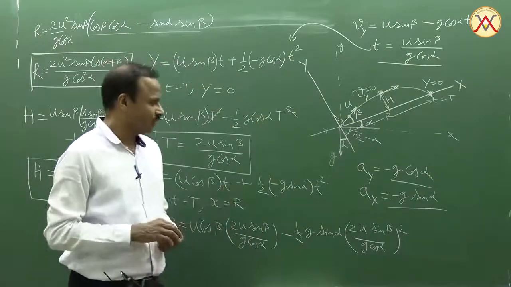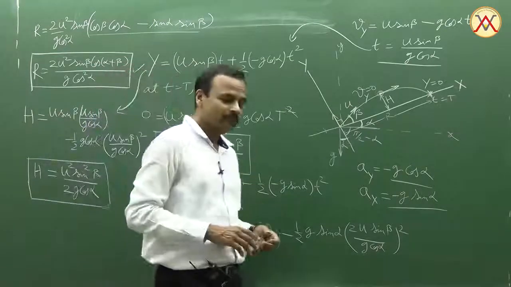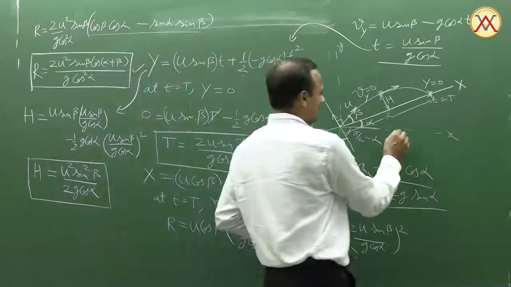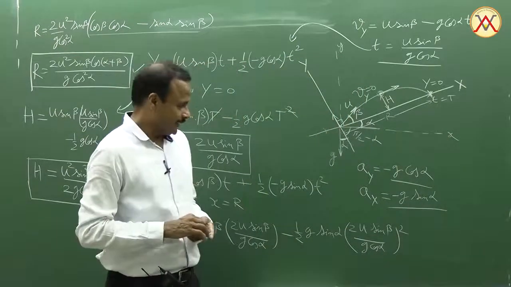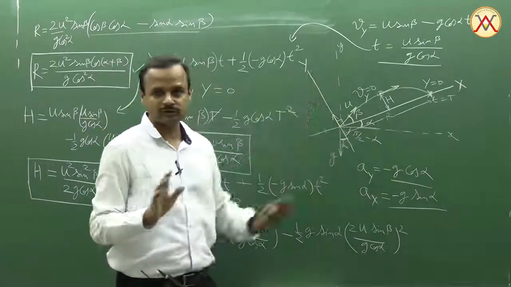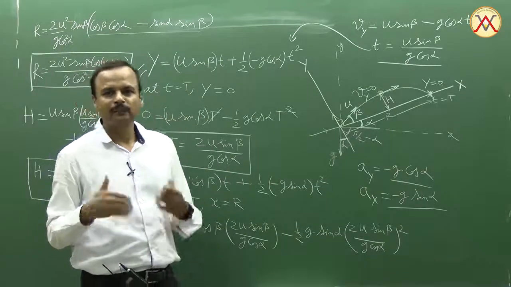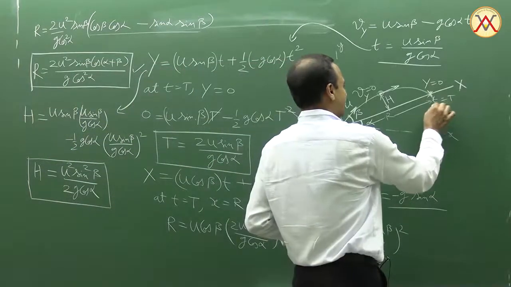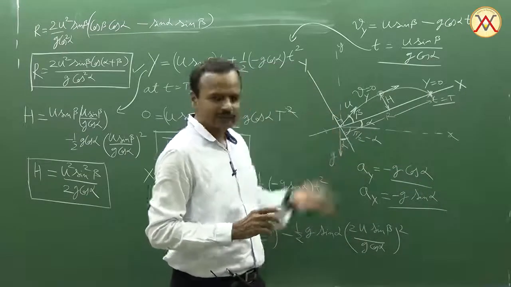Some of you may argue, why are we changing the coordinate system? Can this problem not be solved using our usual horizontal vertical coordinate system? See, it can be done. The problem can be solved using this coordinate system also. But the solution or the thinking part may be a little complicated. So for example, if you want to find the time of flight, let me just do the first part of it using our horizontal vertical coordinate system.